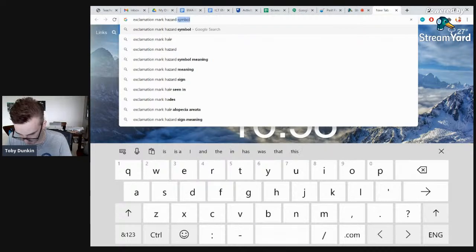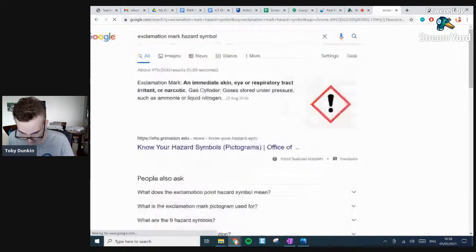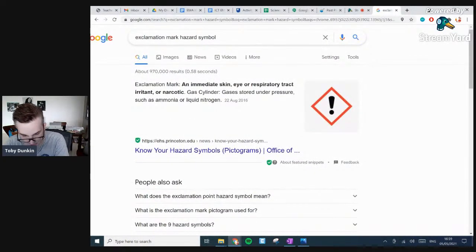Hazard symbol. I think it just means hazard. Ooh, exclamation mark. An immediate skin, eye, or respiratory contact irritant, or narcotic. Gas cylinders. So guys, fume cupboard.